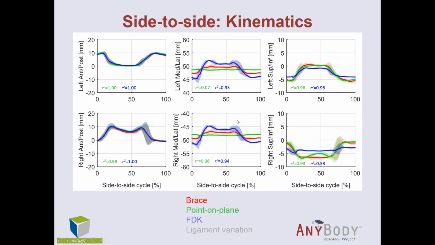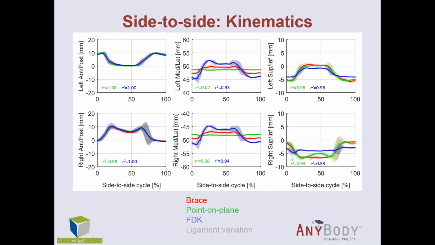If you look at the kinematics from the side-to-side movement, then the story is basically the same. Again, for the anterior-posterior and the superior-inferior, the two models agree quite a bit with the measured kinematics, with correlation coefficients above 0.9, actually 0.96 for both left and right superior, left and right anterior-posterior, and also for the left superior-inferior. However, there's again a mismatch on the right superior-inferior, which again might indicate that maybe the cone beam is not completely ideal for this situation.